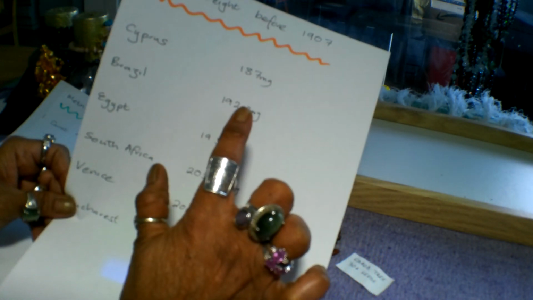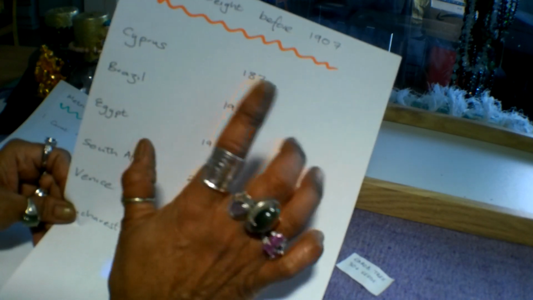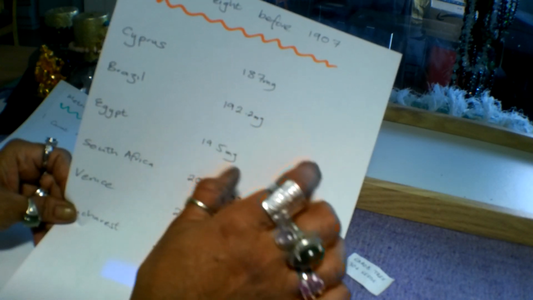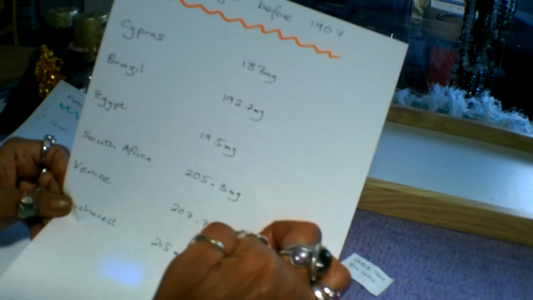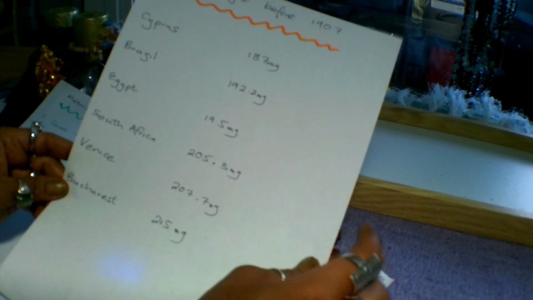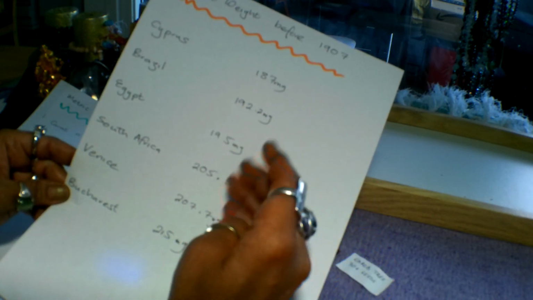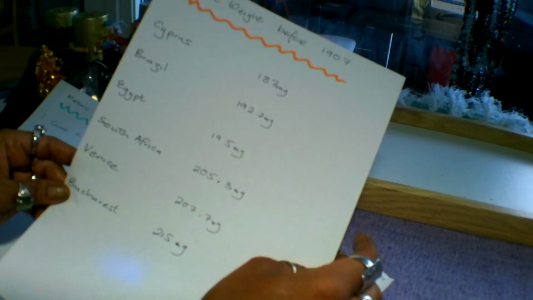So if you bought a gemstone in Cyprus, 1 carat of a gemstone in Cyprus, it would weigh 187 milligrams, and if you went to sell it in Bucharest, which had a carat weight of 215 milligrams, it would be a lower value because it's less than what the carat is in Bucharest.